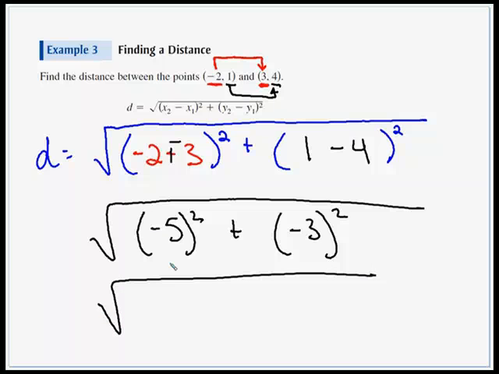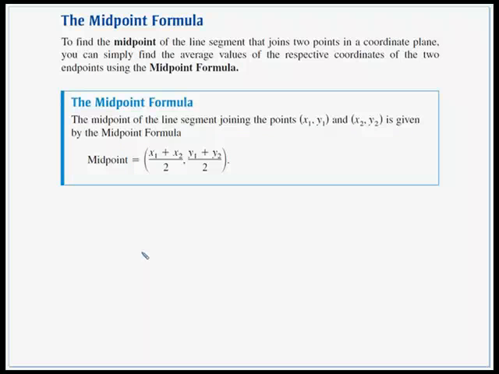And if we square those, negative 5 squared is 25, plus negative 3 squared is positive 9, and we add those together and get the square root of 34. We could punch that in a calculator and get a decimal. It's going to be non-repeating, it's an irrational number. So the more precise answer is left under the radical, square root of 34. So that's the distance between 2 points in the plane.